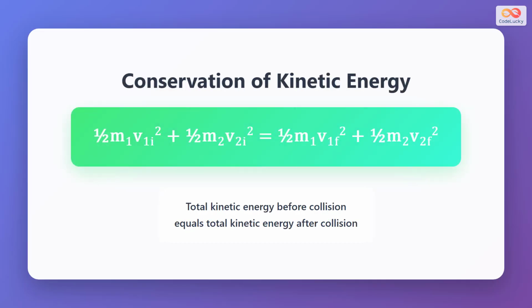The conservation of kinetic energy is expressed as 1/2 m1v1i² + 1/2 m2v2i² = 1/2 m1v1f² + 1/2 m2v2f². This equation tells us that the total kinetic energy before collision equals the total kinetic energy after collision. This is what makes a collision elastic.